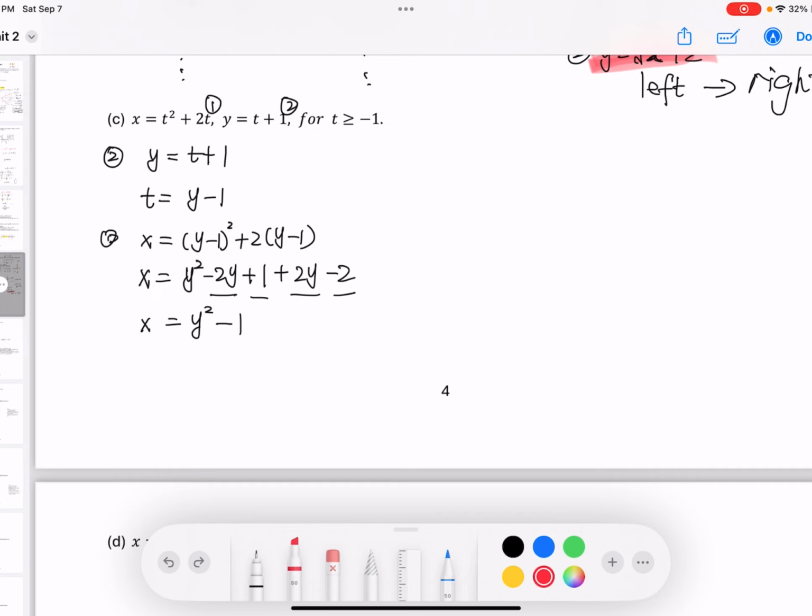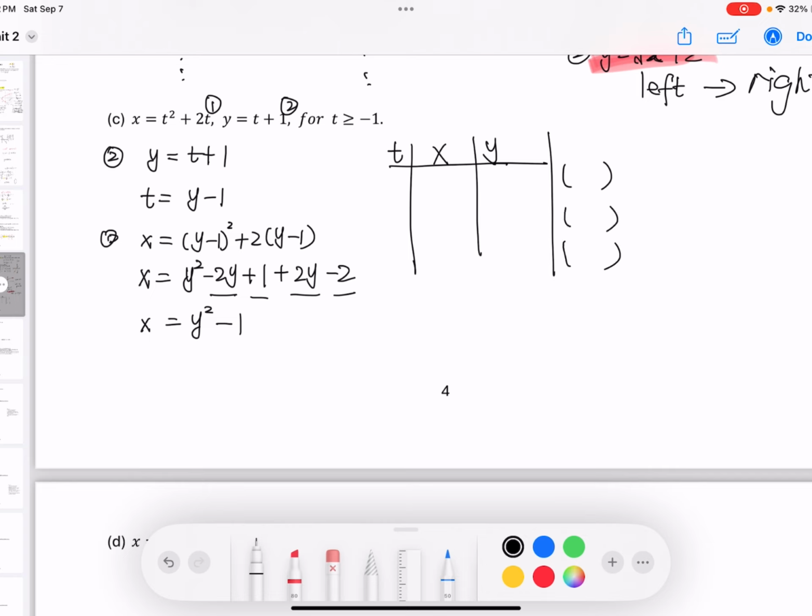So first I need a table. First column t, second column x, third column y. And then we can have our several points. Maybe we can have 2 or 3 points. Starting point is t is equal to -1, and t is equal to 0. Let's say t is equal to 1. And the x, comma y values.